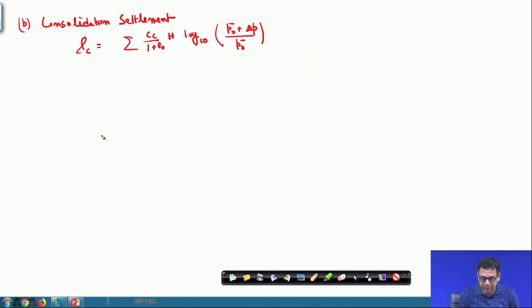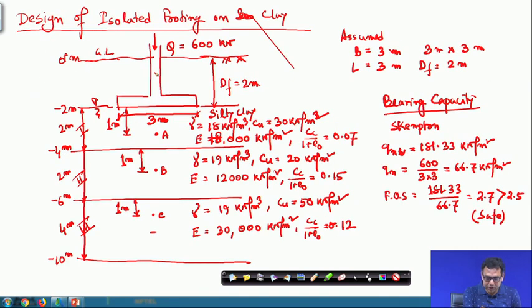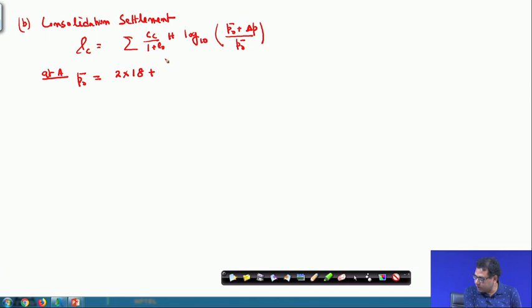So, in this way I can calculate at point A that P0 bar is equal to, for the first 2 meter depth, 2 into 18 plus... So, if you see that this portion is 2 meter plus 1 meter, this is 3 meter from the ground surface. So, this is 2 into 18 plus 1 into 18 minus 10.